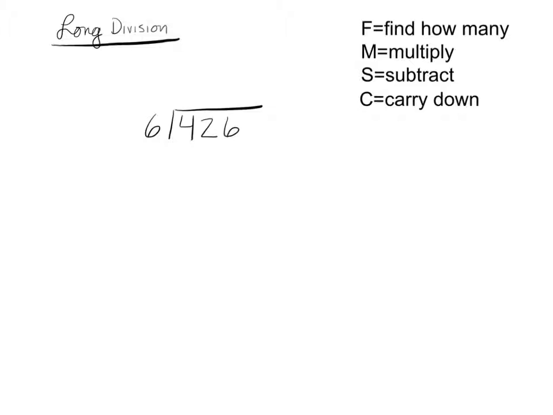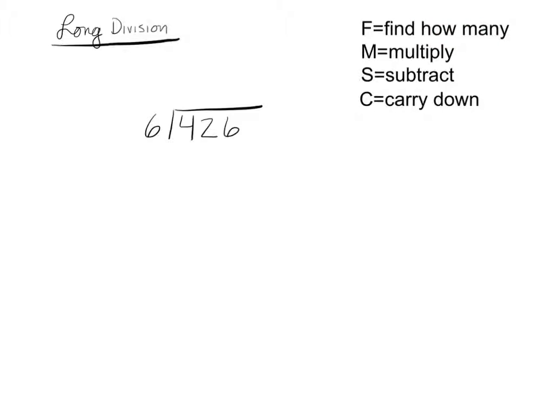When we're doing long division like this, we have our FMSC. Now I would like everyone to write this down in their notebook right now. F means find how many, M means multiply, S means subtract, and C means carry down. I will explain what those steps mean and what they look like in just a moment.